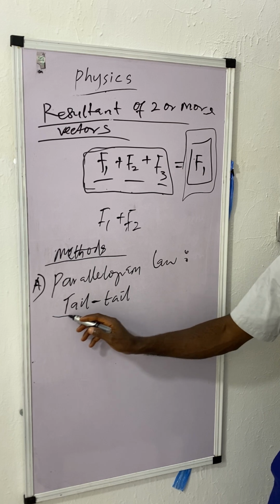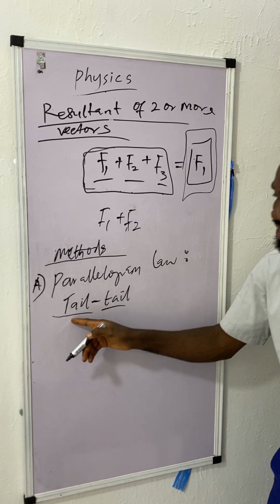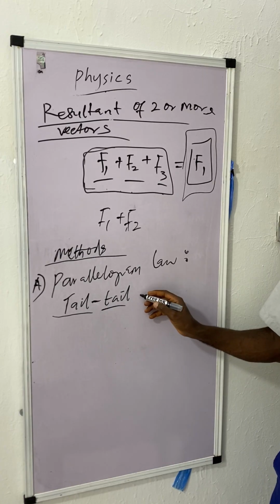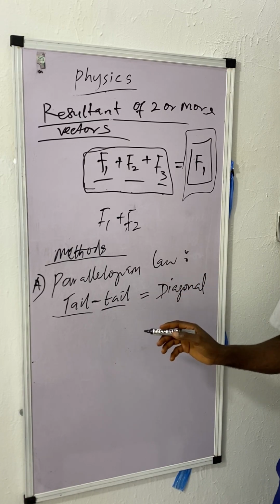The law states that when you align two or more vectors tail to tail, what is the resultant? The diagonal. The diagonal is the resultant.